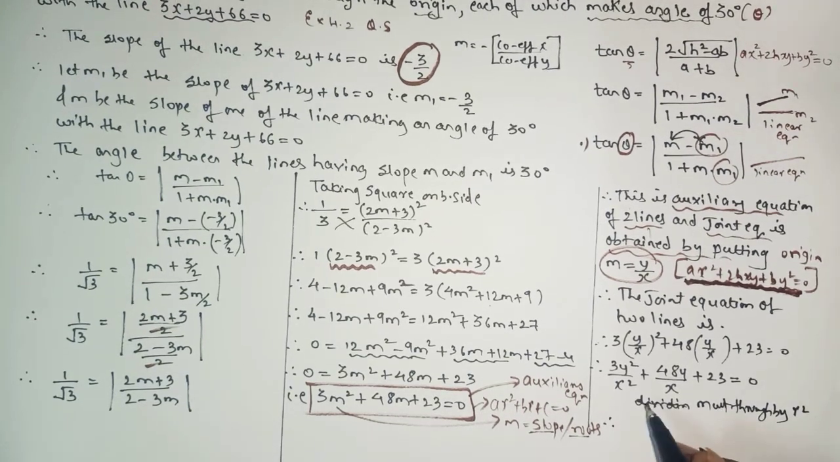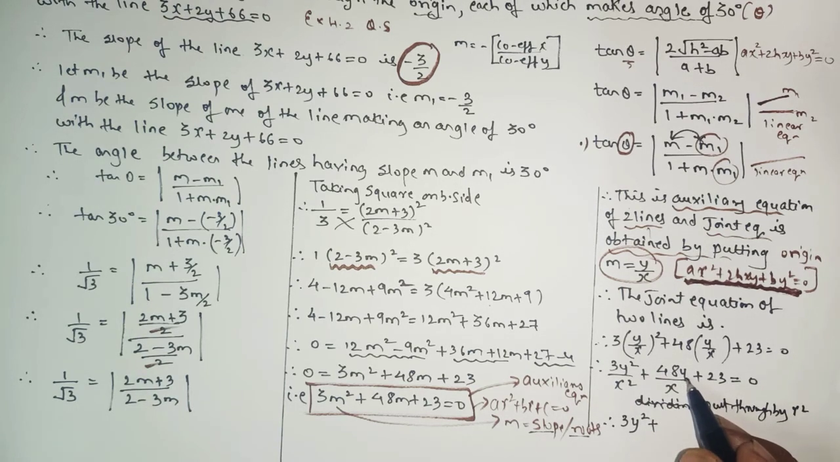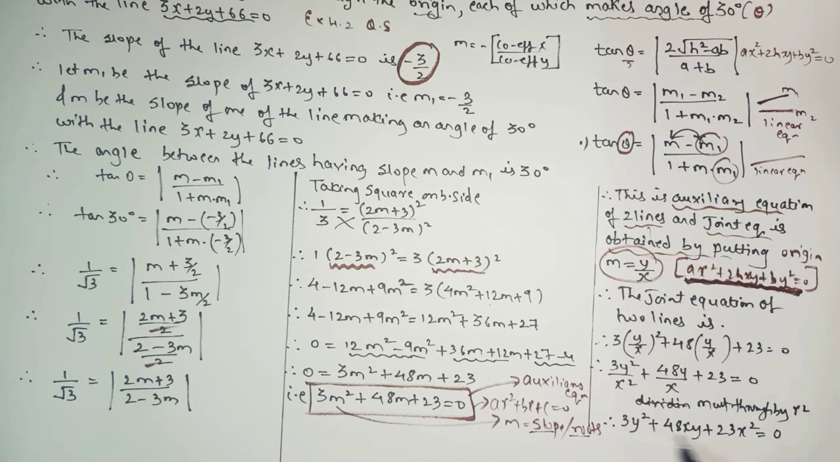So what will you get when you multiply this first part by x square? You will get 3y square. When you multiply the second part by x square, x will get cancelled, you will be left with 1x here. When you multiply, you will get 23x square. 0 into x square, when you multiply, you will get 0. Got the point? So we got the equation.